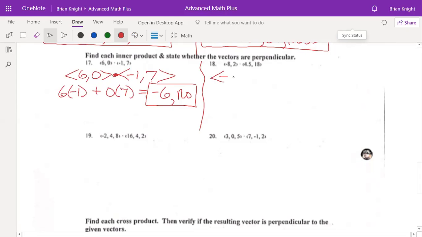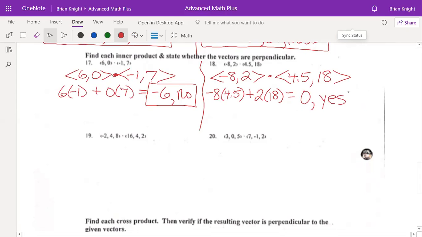18 is negative 8, 2. Dot product or inner product of 4.5 and 18. Again, don't ever forget dot product, inner product means the same thing. Okay? So that's going to be negative 8 times 4.5 plus 2 times 18. What does that equal? 0. How about that? So that one, yes, they are perpendicular. Everybody good?